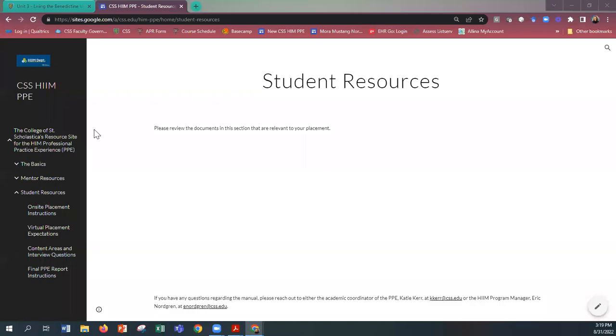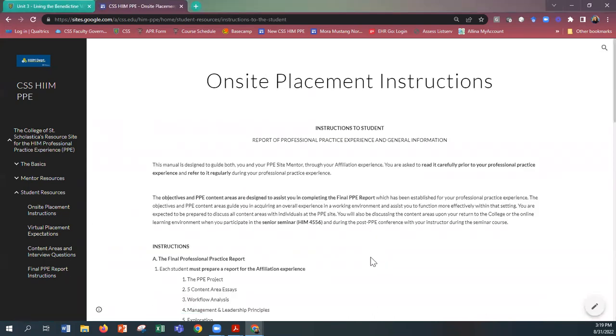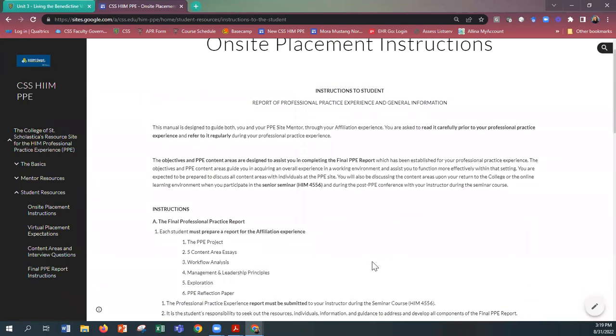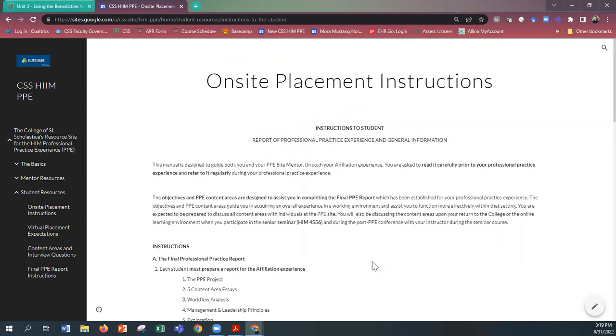Okay, welcome back. So this lecture is going to cover the student resources section of the PPE manual. So I'm going to dive right in to on-site placement instructions. As I mentioned in one of my earlier lectures, the on-site placement instructions really are just for all PPEs at this point, not necessarily specific to just those of you going physically on site. I would say that this is for both virtual and on-site PPEs, okay?